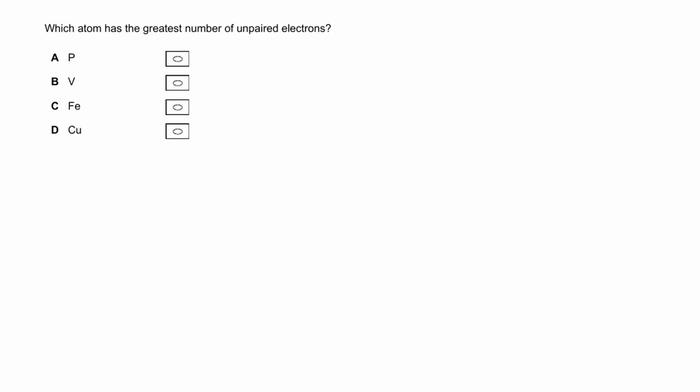Which atom has the greatest number of unpaired electrons? And this question has to do with electron configuration. First, we need to understand what electron configuration is all about. This is basically the arrangement of electrons in shells of an atom.